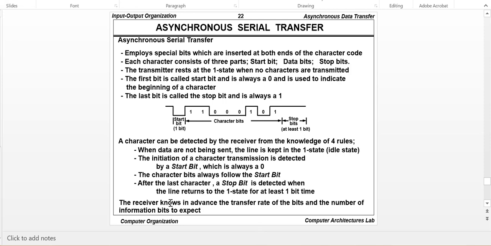The receiver knows in advance the transfer rate of the bits and the number of information bits to expect. That is, how many bits in one character, and how many characters are to be transmitted. The receiver will know this in advance through a control command. So this is the format in which the asynchronous serial transfer takes place.